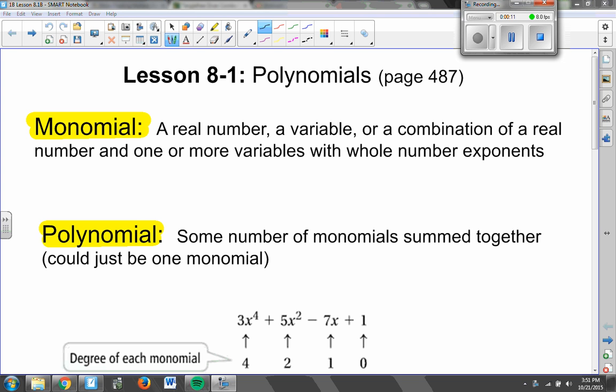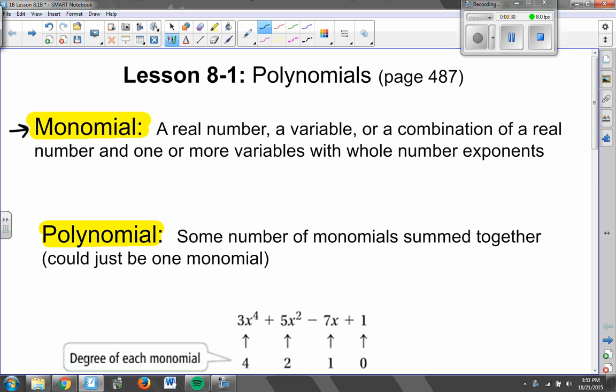Yesterday we dealt with monomials. And just a reminder here, a monomial is a real number, a variable, or a combination thereof, real numbers and variables, with all whole number exponents. Remember there's just one of them when it's a monomial.